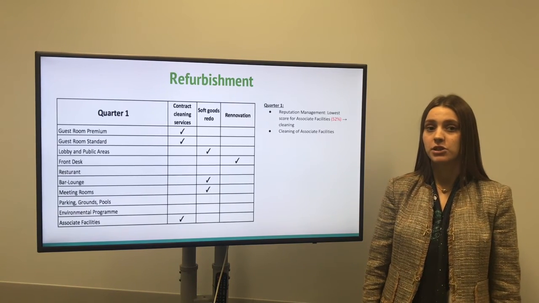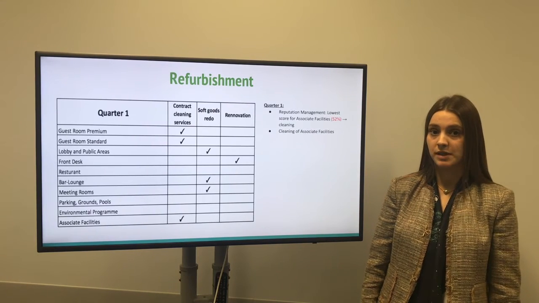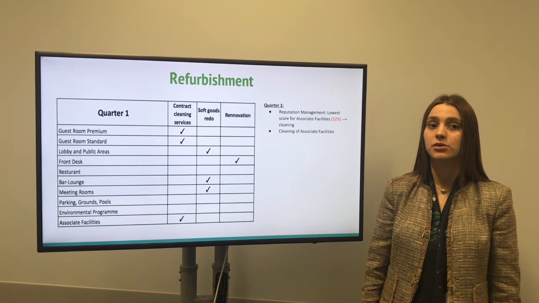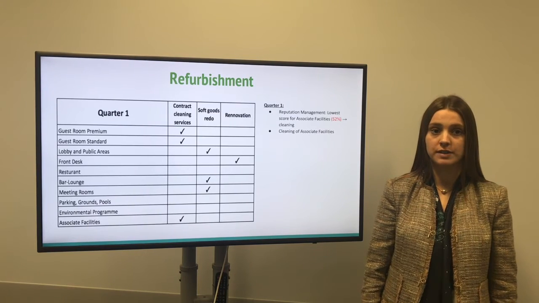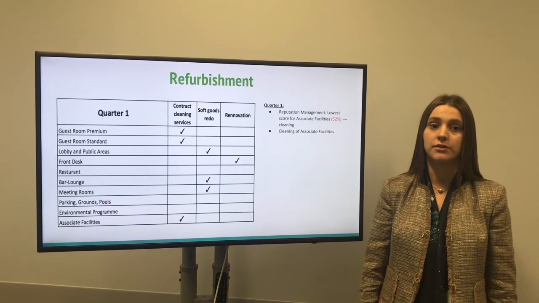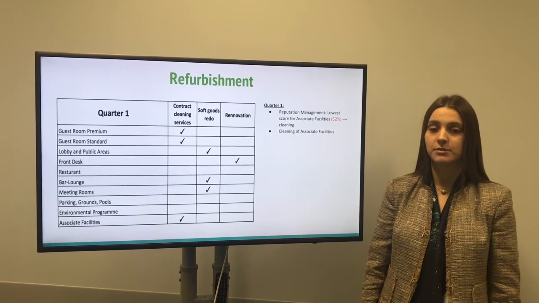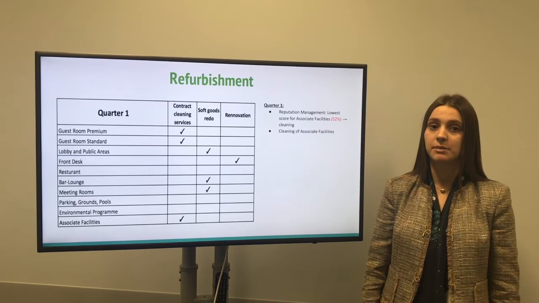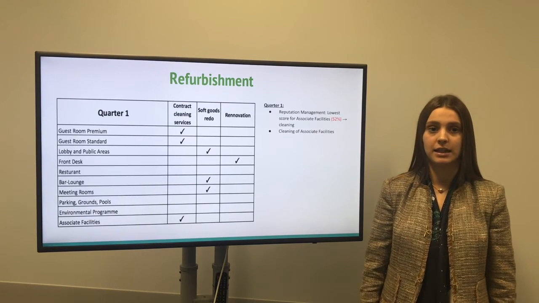For the reputation management, the lowest score for us was for associate facilities, which was 52%. In January, we decided to do cleaning for this month of associate facilities, and in March, we wanted to add a fitness, but it was too expensive for the moment. We decided to do cleaning for this month of associate facilities once again.